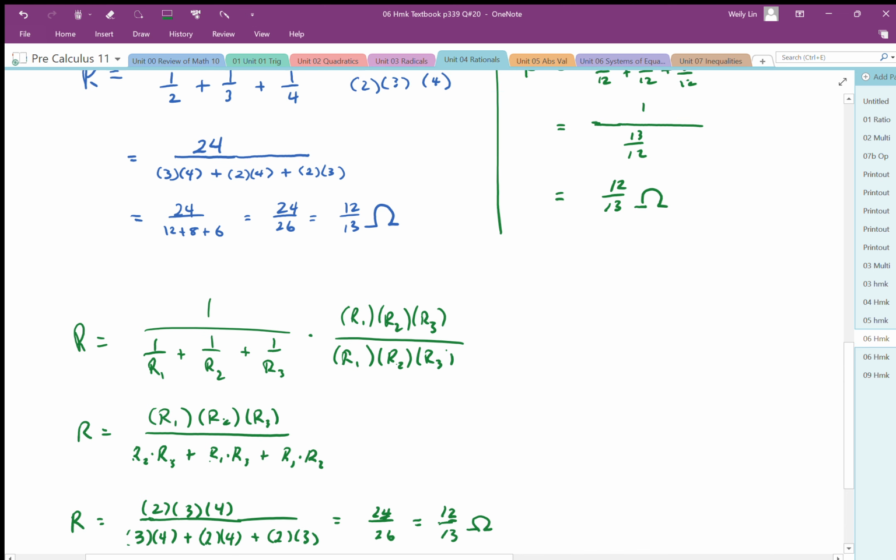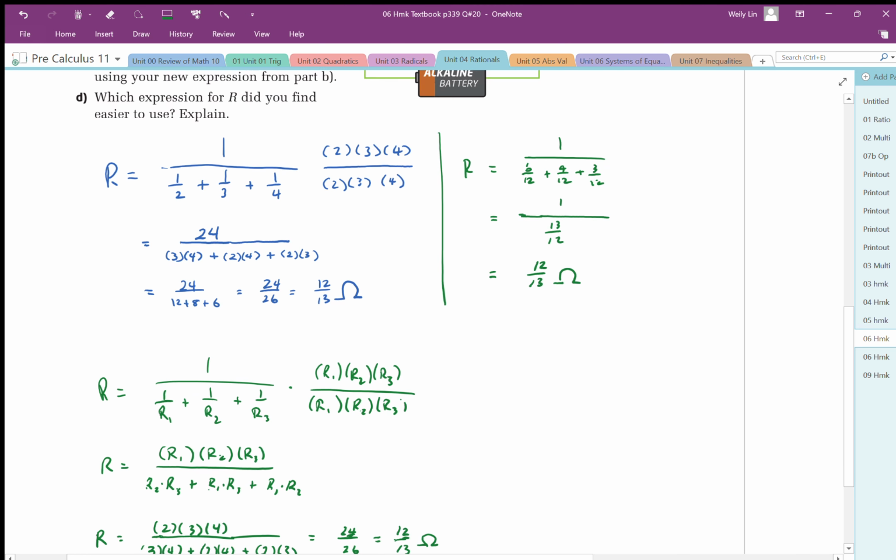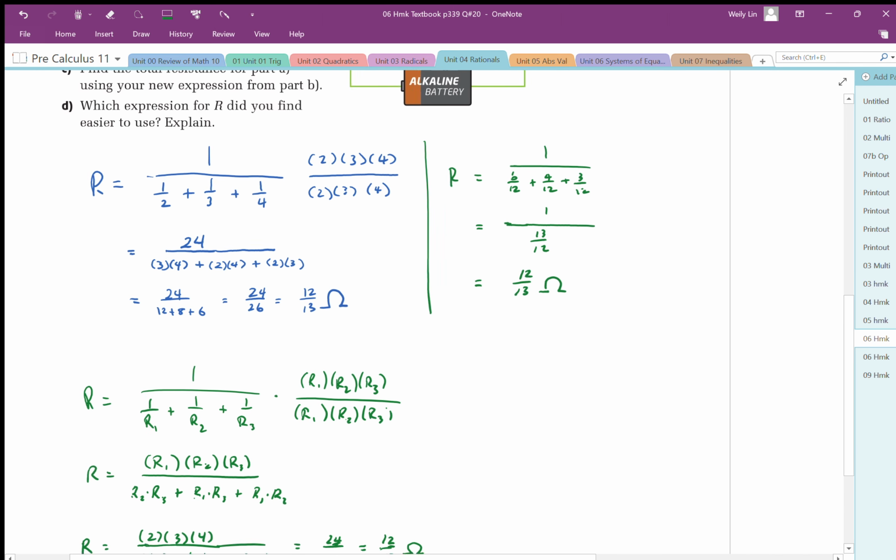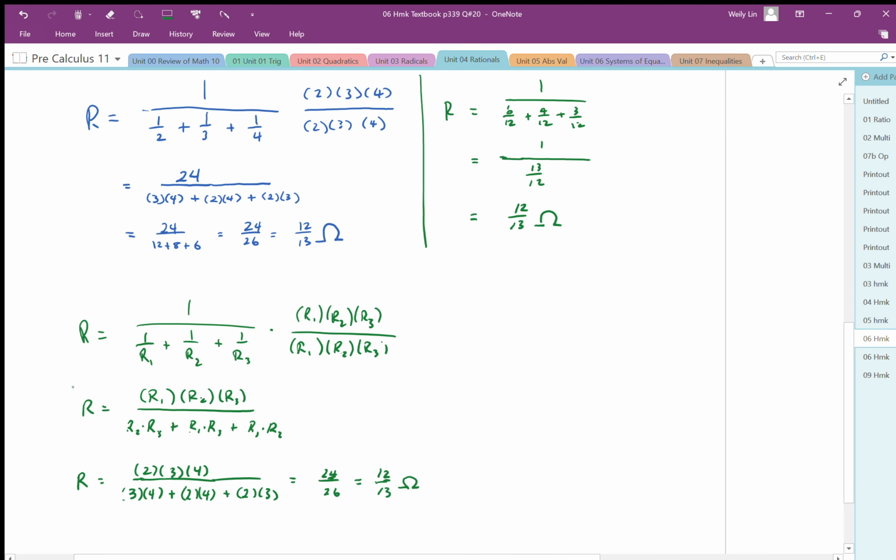Now, this one seems to be easier to calculate since we're not dealing with all these embedded fractions. So I would think that the simplified formula is going to be easier.